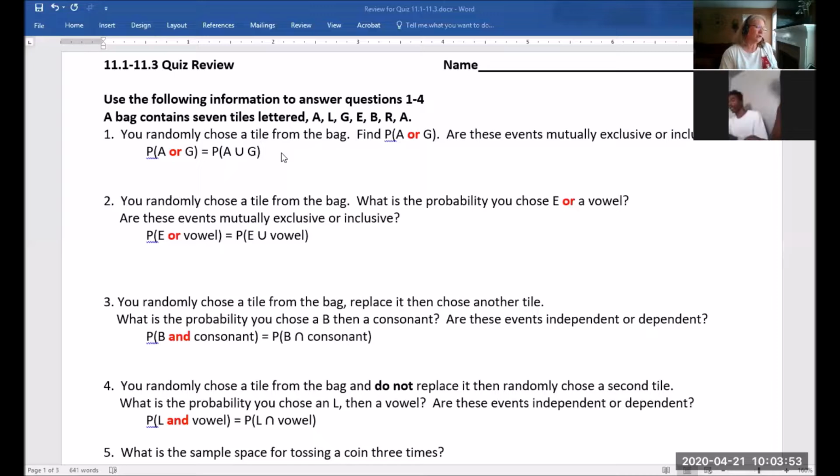So what does mutually exclusive or inclusive mean? Mutually exclusive means there's no overlap in the sets of information. Inclusive means there is overlap in the sets of information.